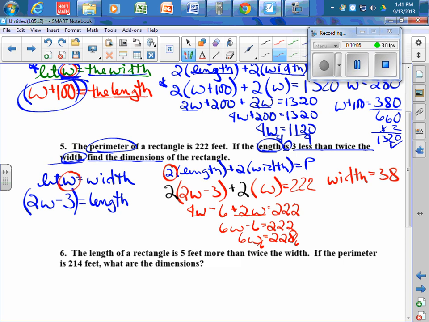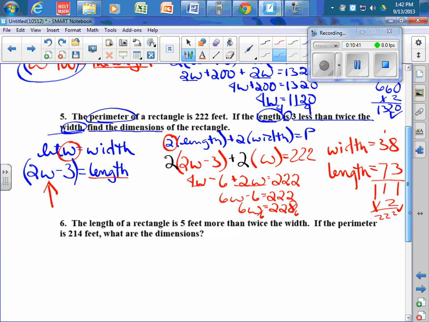So if the width is 38, what's the length? Well, we're going to come back over here and find the length. We're going to take 2 times 38, which is what? 76. 76 minus 3 is 73. So our length is 73. It's always a good idea to make sure that that's going to work out. So let's add those two dimensions together and then double it to see if we get 222. 38 and 73 are 111. 111 times 2, 222. It does check out. We have our two dimensions.